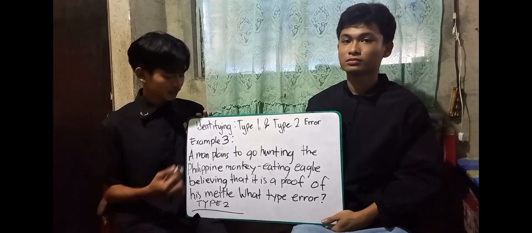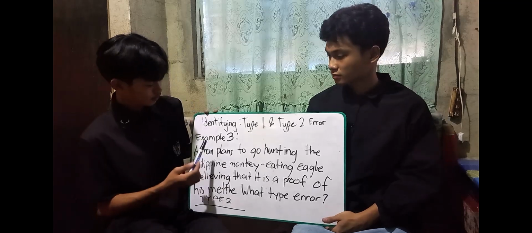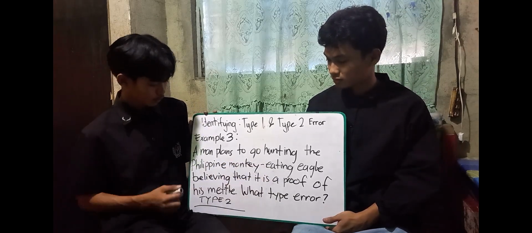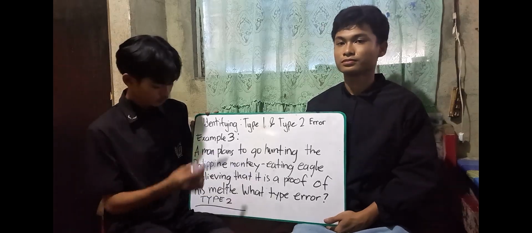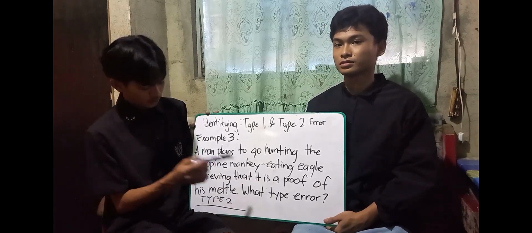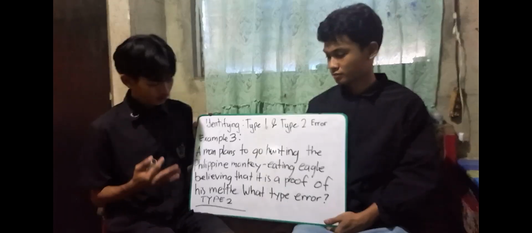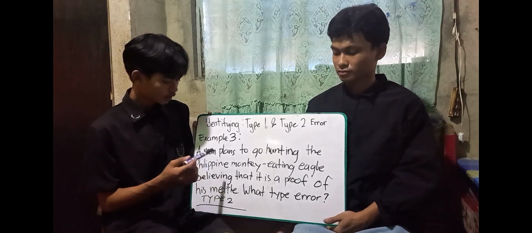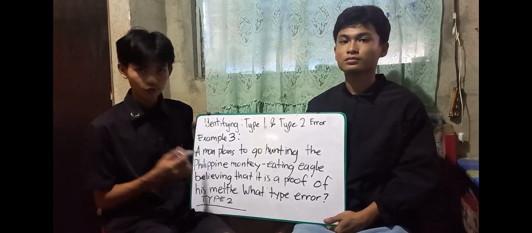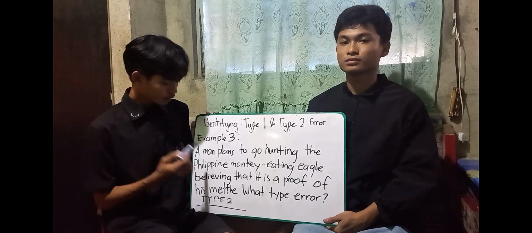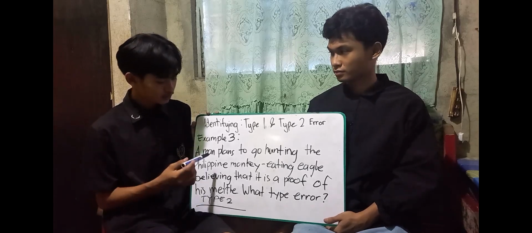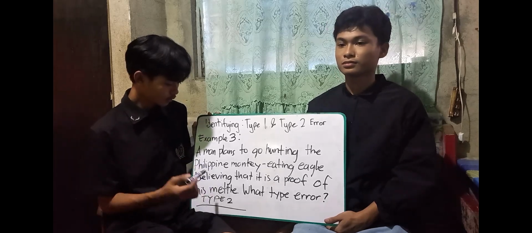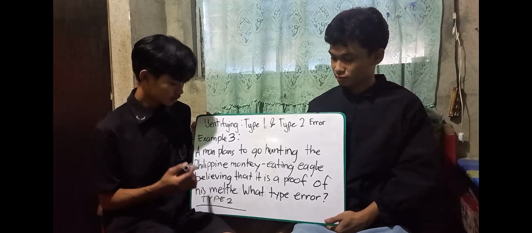So lastly, we have example 3. A man plans to go hunting the Philippine monkey-eating eagle, believing that it is a proof of his memory. What type of error? The type of error is type 2 error because in the sentence, the man believes it is a proof of memory, when in reality, hunting the eagle does not truly prove his memory. So then, he is believing something that is not true.